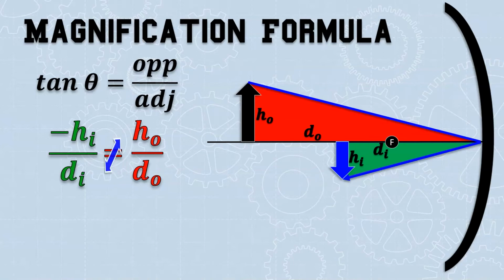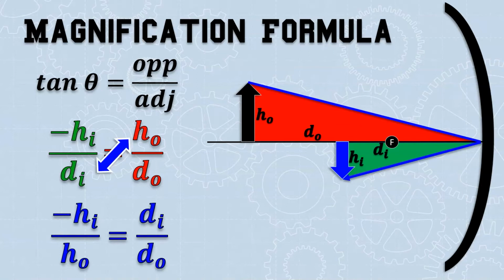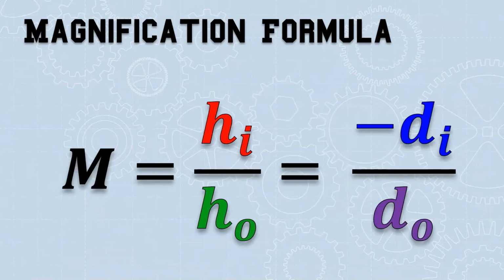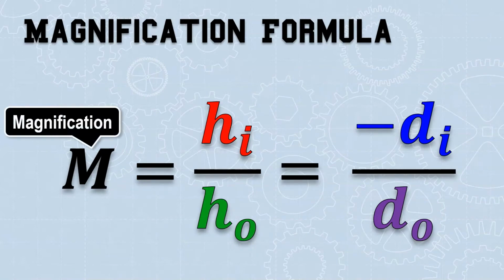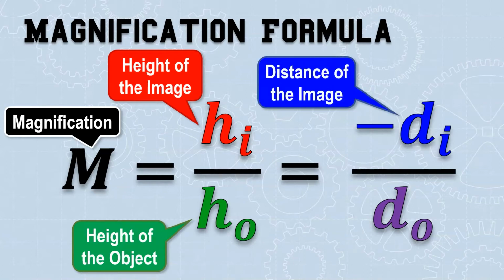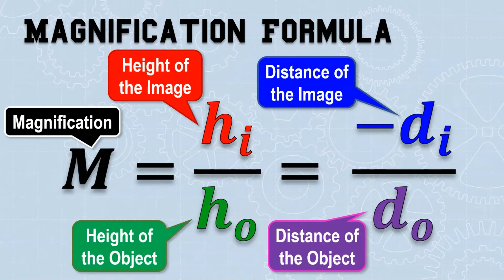Using a little bit of our cross multiplication shortcut, we can reorganize things. We already saw that the distance of the image could possibly be positive or negative depending on the image, so I'm going to move that negative over there. After we reorganize the formula, we get the magnification formula. M, magnification, which is the multiplier for how much bigger or smaller an object is compared to its image, is equal to both h sub i, which is the height of the image, divided by h sub o, the height of the object, or it's also equal to negative d sub i, which is the distance of the image, divided by d sub o, the distance of the object.